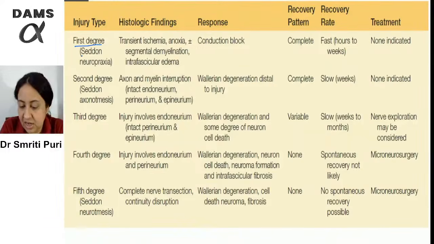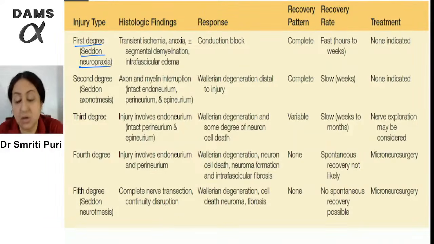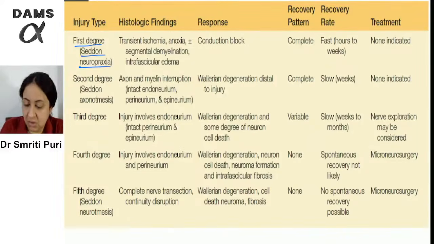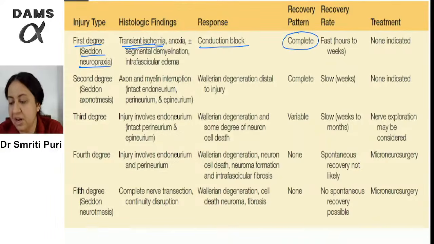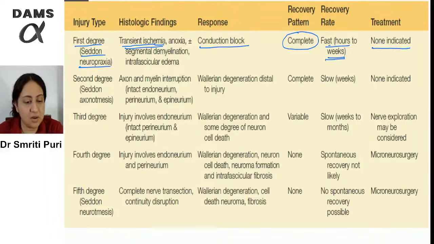So first degree, Seddon's neuropraxia. This is transient ischemia. Just remember this much: transient ischemia, and there is conduction block. Another important thing to remember is the recovery pattern. Recovery is complete and it takes a few hours to weeks. Okay, and there is no treatment indicated.